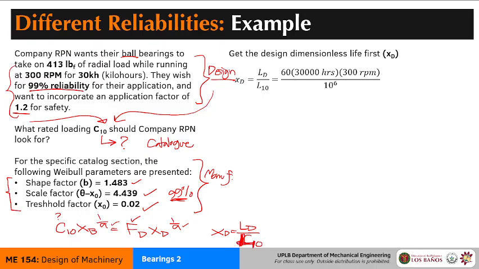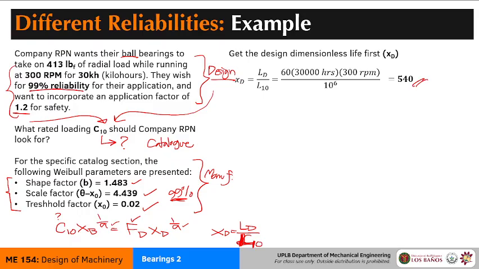So LD here is just the standard run-of-the-mill bearing life equation. It's 60 times the number of hours times the RPM. So we have 60 times 30,000 times 300 RPM divided by 10 to the 6, and that is this number. That is our XD. Now, okay, what's next?